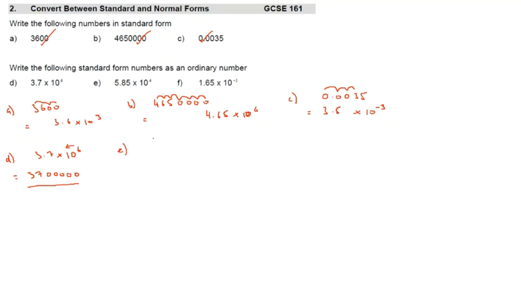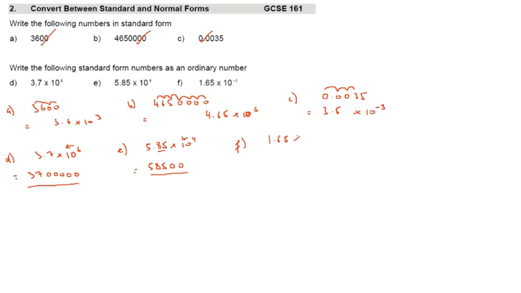E. I got 5.85 times 10 to the 4. So 4 jumps to the left. But these two numbers take up 2 jumps. So it could be 5, 8, 5. And you've got 2 more jumps to go. So it's 58,500.